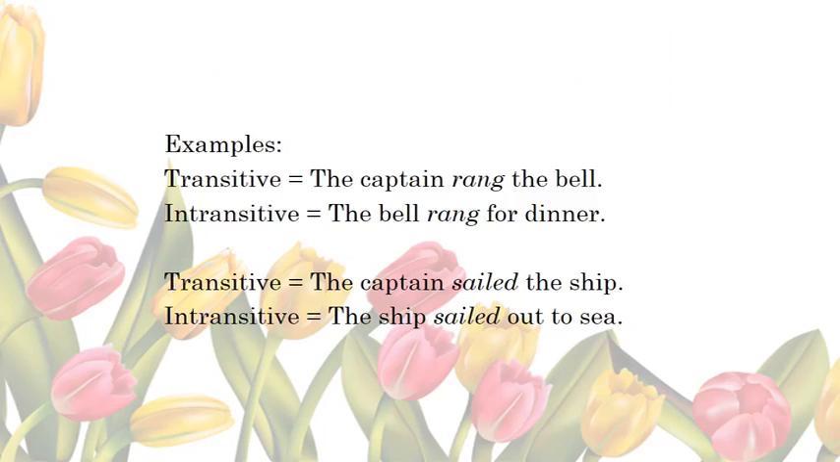Now, these examples for transitive and intransitive verbs are going to help you in understanding the depth of this topic. Transitive verb. For example, the captain rang the bell. Over here, rang is a transitive verb because it has the object, the bell. What is being rung? The bell. Similarly, let's check another example of transitive verb. The captain sailed the ship. What was sailed? The ship. Now let's check the intransitive verb. How does it look like? The bell rang for dinner. Over here, we do not know what is the object of this ringing. So we say rang over here is an intransitive verb.